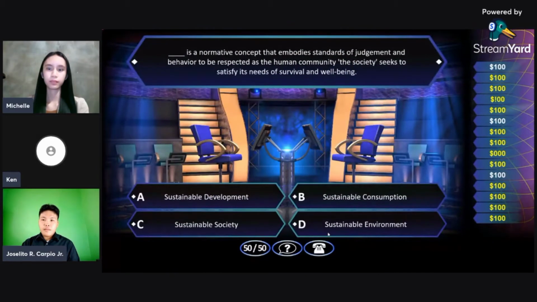Blank is a normative concept that embodies standards of judgment and behavior to be respected as the human community. This society seeks to satisfy its needs of survival and well-being. A. Sustainable development. B. Sustainable consumption. C. Sustainable society. Or D. Sustainable environment.